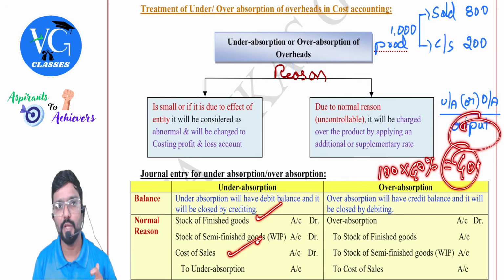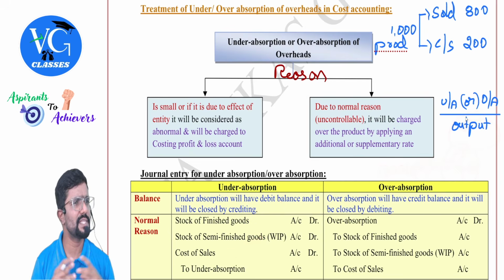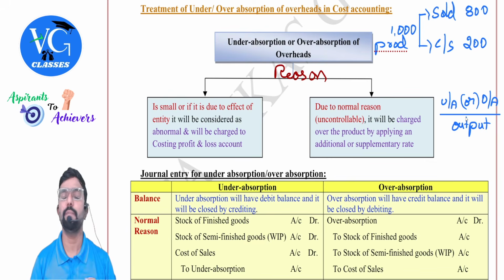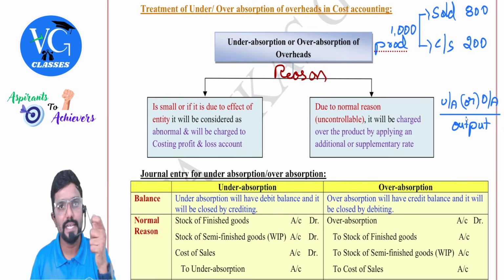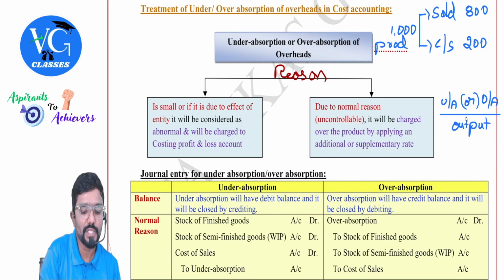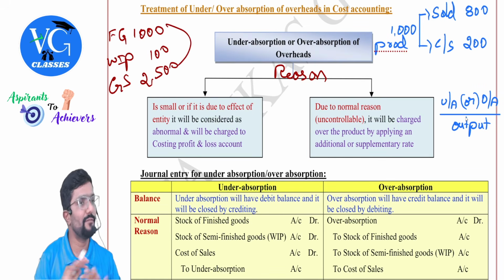Whereas for WIP, it would not have been completed 100%. Chances of them giving WIP are less, but still, if it is there, 100% work would not have been done. So you need to take only the percentage with respect to the work done. For example, assume the closing stock of finished goods is 1000. This is finished goods. WIP is 100. Goods sold is 2500. Now these two I have to take fully.